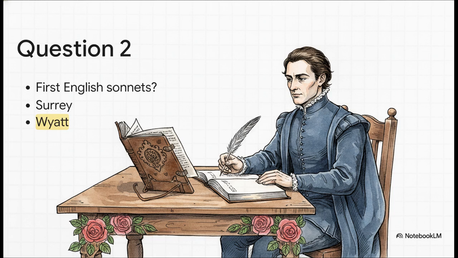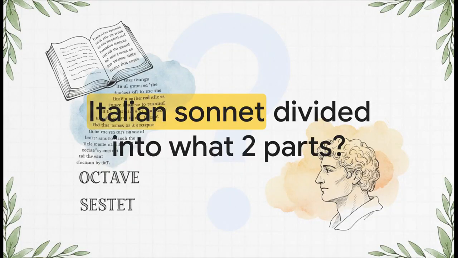Both Wyatt and Surrey really put the form on the map in England, but the crucial detail here is that Wyatt strictly adhered to that original Italian Petrarchan model. By translating Petrarch directly and writing his own in that exact same style, Wyatt literally became the very first person to write sonnets in the English language. So what exactly did Wyatt's Italian structure look like?